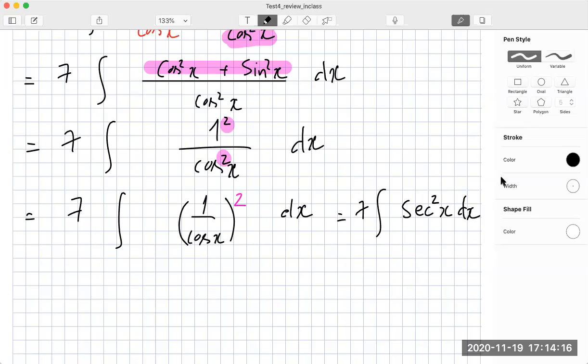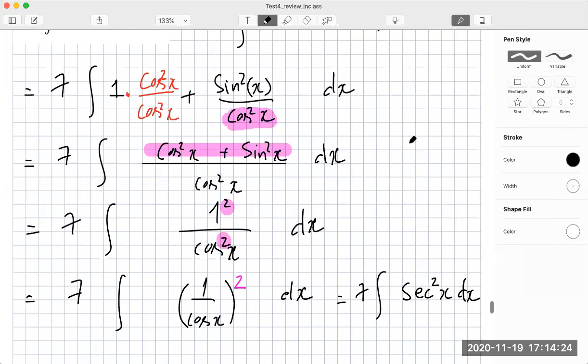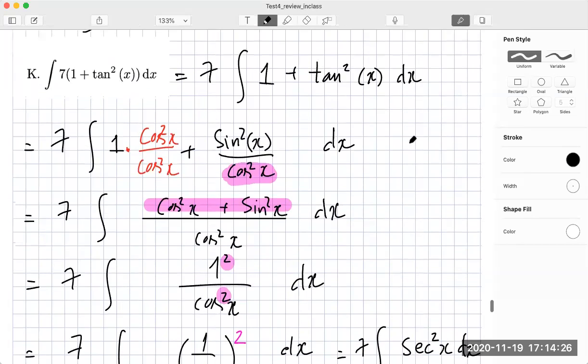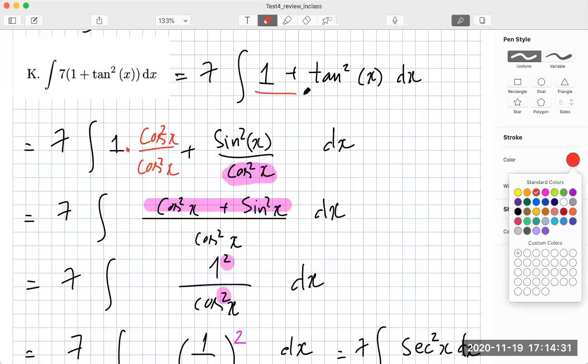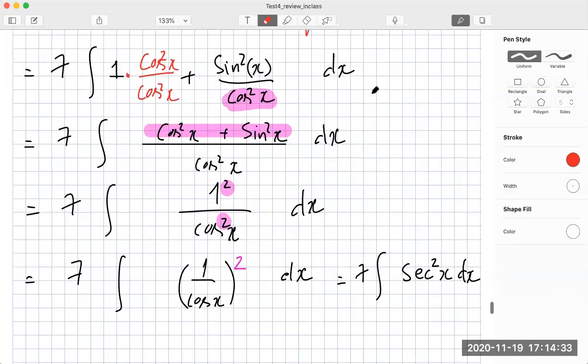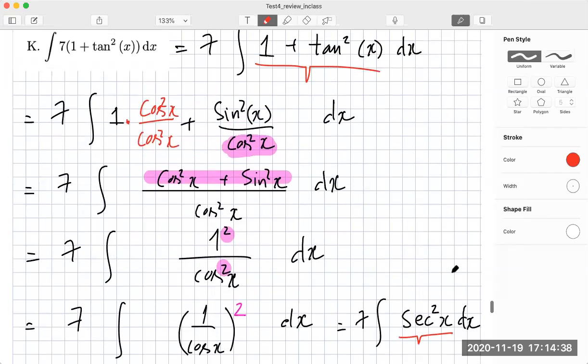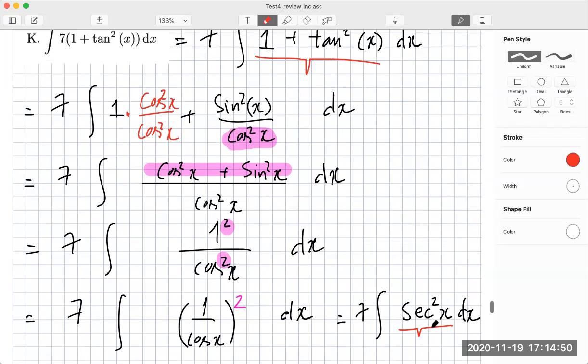Do you see it? Yes. Very good. Now, because we don't remember the formula, but after some computation, in the future, if you see 1 plus tangent square, you can write it down immediately, equals secant square. Memorize it. It will save a lot of time, okay? So then you can write directly here 7 secant square.